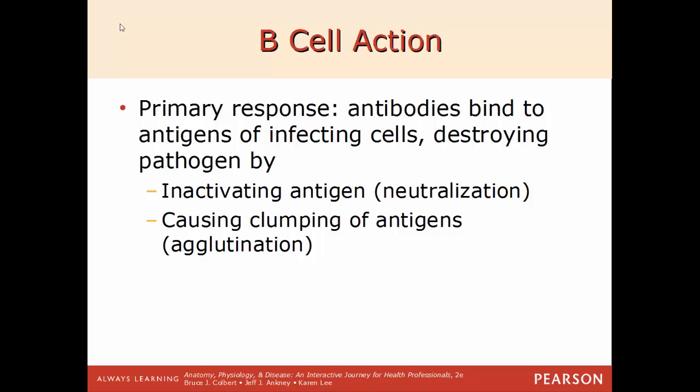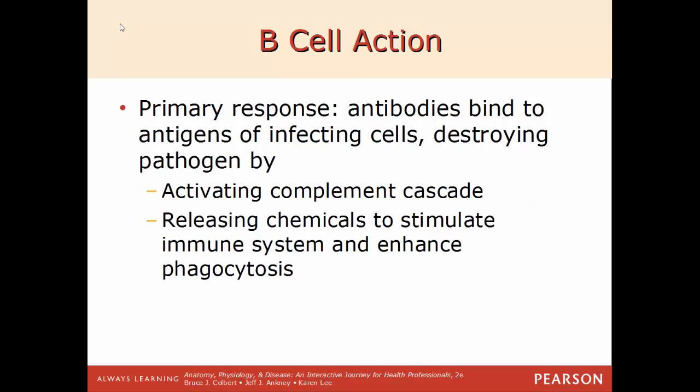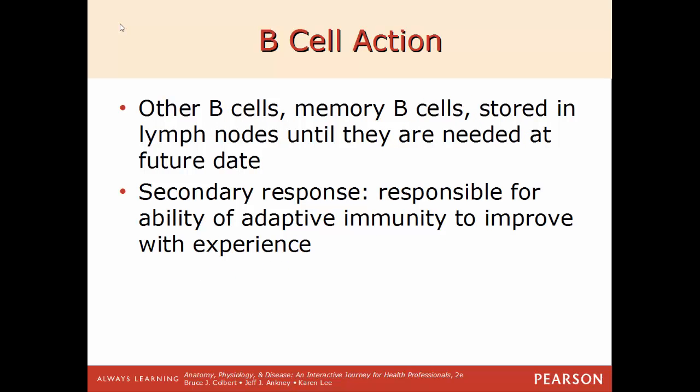It can cause the antigens to clump together, which is called agglutination. The B cells can activate the complement cascade, and they can also release chemicals that help stimulate the immune system and enhance phagocytosis.